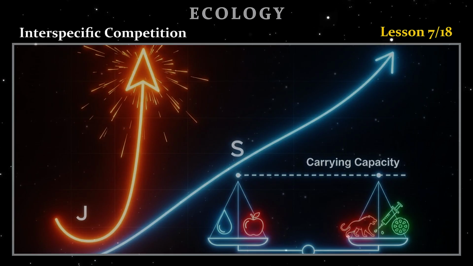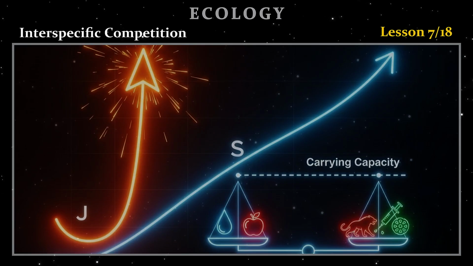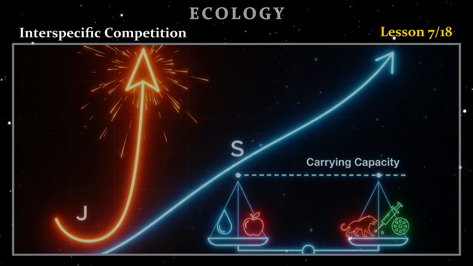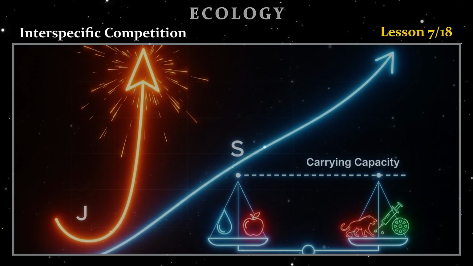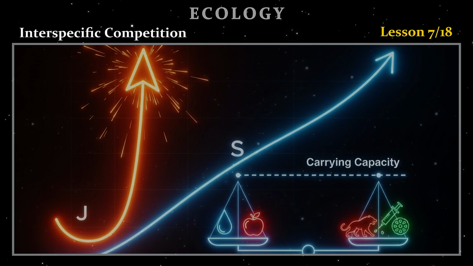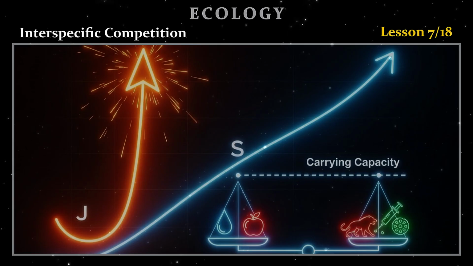Second, there are density-independent factors. These are the disasters that don't care how many of you there are. A forest fire kills the trees regardless of whether the forest is crowded or sparse. A hurricane, a drought, or a volcanic eruption, these are random reapers. They can crash a population at any time, resetting the clock.